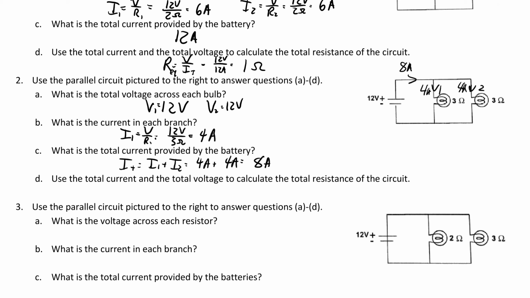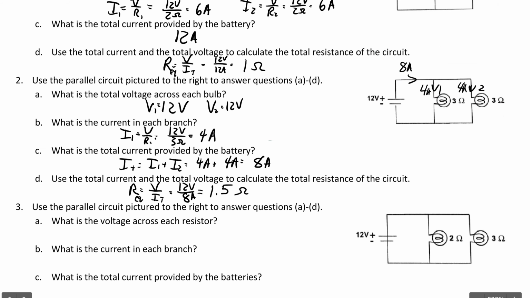And then again, you do R is equal to V over I. The total current will give you the equivalent resistance. And you do 12 volts over the total current, 8 amps. And then you do 12 divided by 8, simplifies to 3 over 2, or 1.5 ohms. That's the equivalent resistance. Again, it's less than the smallest resistor for parallel circuits.